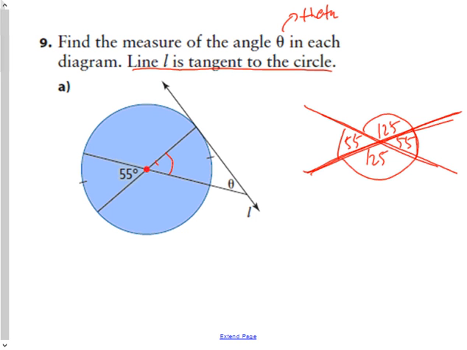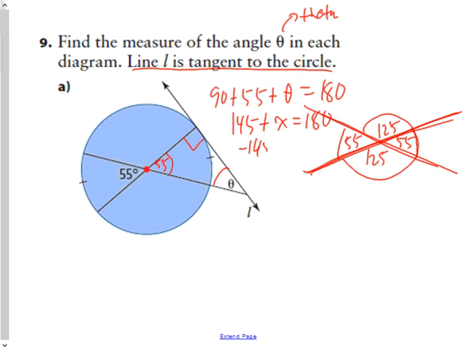Opposite angles across from each other will be equal in measure. So this will be 55 degrees. And since this is tangent, we can put a 90-degree angle there. And theta, therefore, is the remainder of the 180. So 90 plus 55 plus theta will equal 180. So 145 plus x equals 180. Now, if you want to solve it algebraically, you would simply subtract 145 from each side, the constant, and x will equal 35, or in this case, theta will equal 35 degrees.